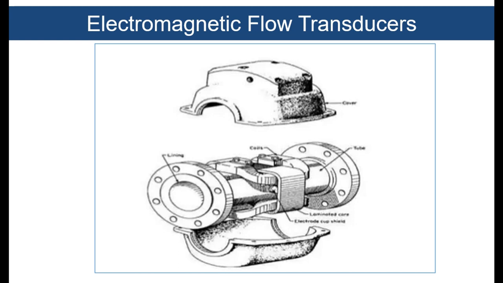This is a typical diagram which is used in industries for electromagnetic flow transducers. So what's happening: we have two strong magnets with a north pole and a south pole. In between, the pipe is placed, and these magnets are charged with electromagnetic coils, so that when electricity passes through them, they act as an electromagnet and generate a field.